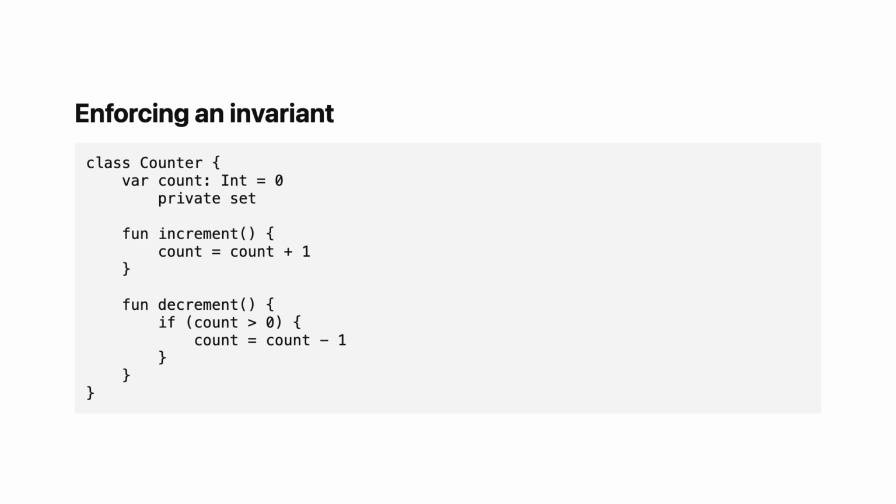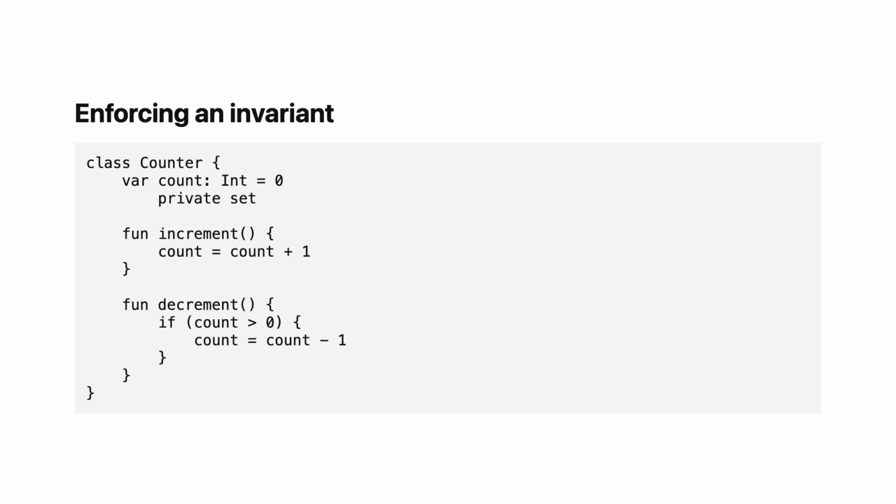Why? Because there is an invariant. Count should never be negative. The code enforces this invariant. No matter how many times you call decrement, count will never go below 0. The invariant holds. This is how we use invariants in practice. We identify conditions that must always be true. Then we write code that ensures those conditions are never violated.